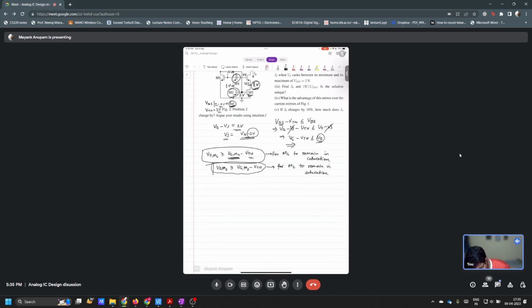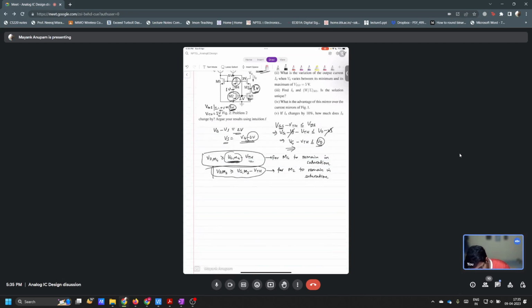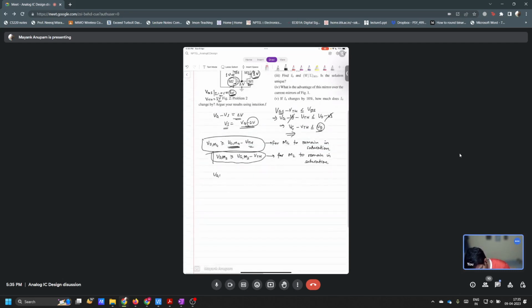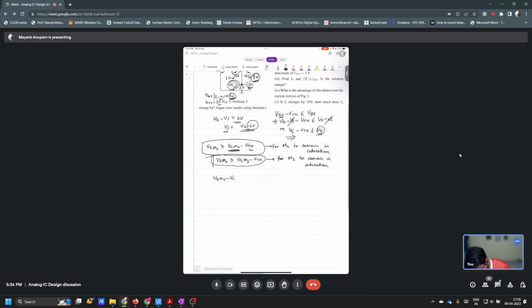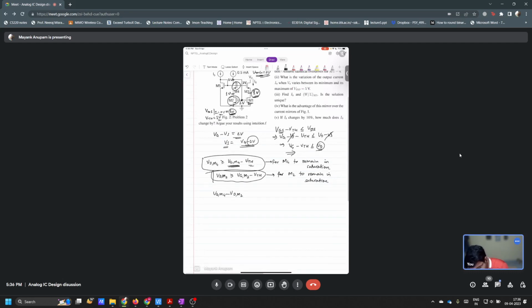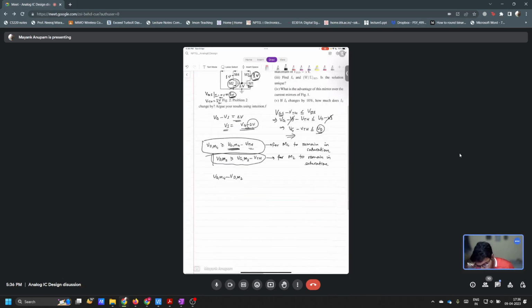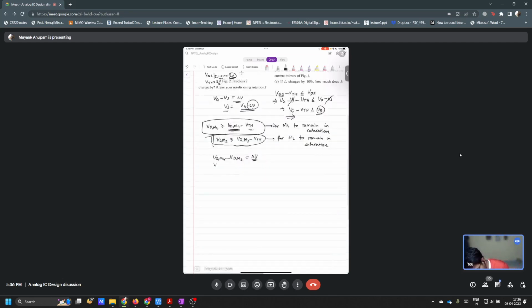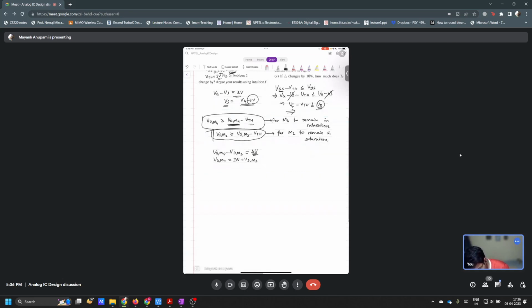Now what is the constraint on VG of M4? VG of M4 minus VD of M2 has to be equal to some overdrive, right? This has to be equal to some voltage in order to make sure that 0.5 milliamps is flowing through it, correct? Let's call it some delta V, which is a constant value. So VG of M4 is equal to delta V plus VD of M2.